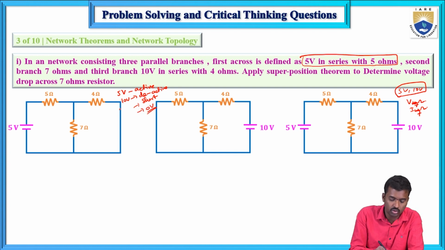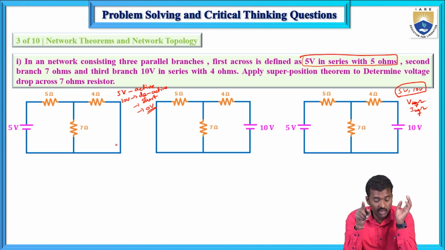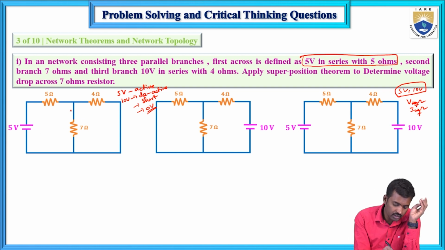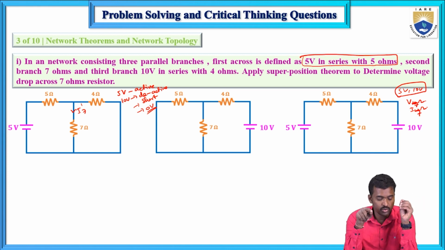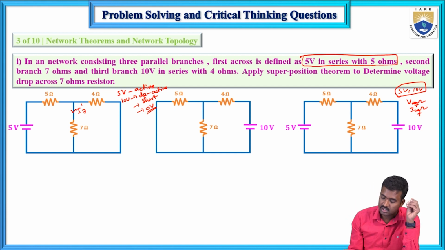Only one source is active, and all the remaining sources are deactivated. Deactivated means 0 volts, so when the voltage source value is 0, it should be in short circuit condition. Now with 5 volts active, calculate the current flowing through the 7 ohm resistor. After that, multiply that current by 7 ohms and you will get the voltage across the 7 ohm resistor. In the second case, 10 volts is active and 5 volts is deactivated.